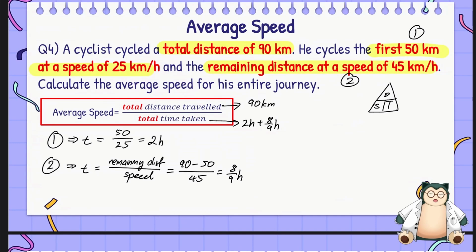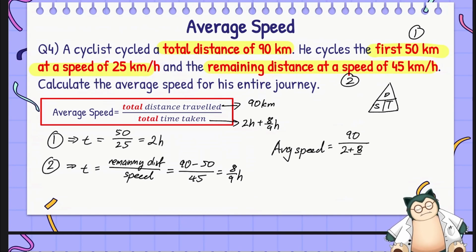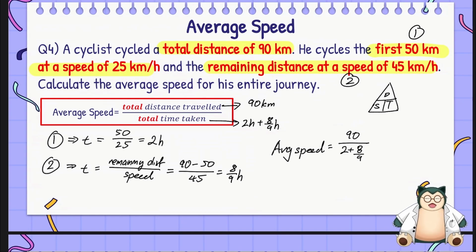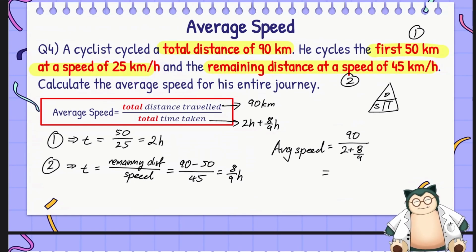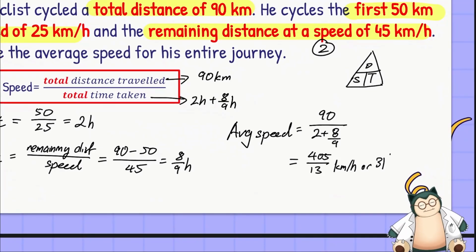Okay, so now let's calculate the average speed together. So the average speed equals 90 divided by 2 plus 8/9. Okay, let's key this in our calculator. This will give us 405/13 km per hour, or 31 2/13 km per hour.